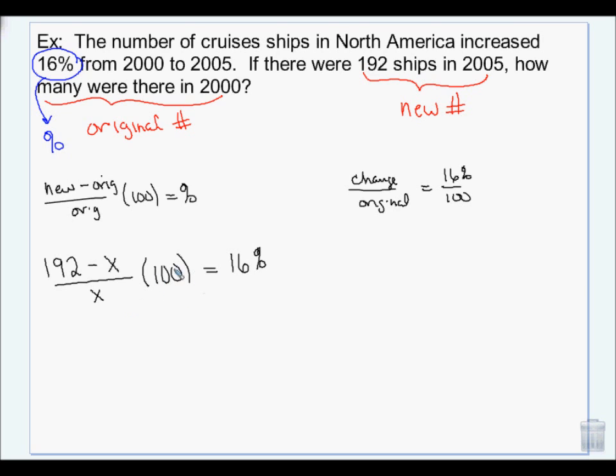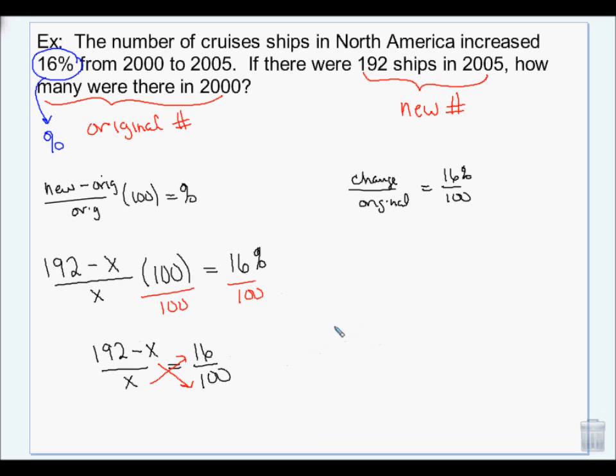If I take this and I divide both sides by 100, I now have this set up, basically. So I have 192 minus x over x is equal to 16 over 100. Now I can cross multiply it. So we essentially are using this setup. It was just easier to figure this part out than this part right here. Either way, we end up with the same thing.